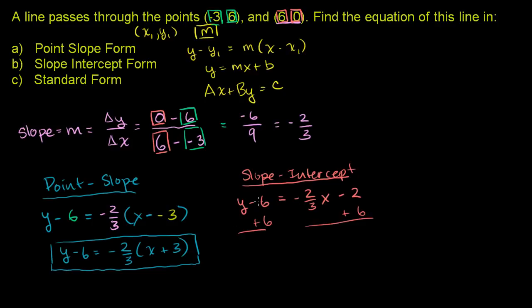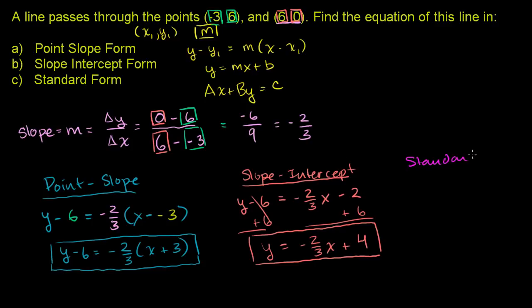Left-hand side of the equation, we're just left with a y. These guys cancel out. You get y is equal to negative 2/3 x. Negative 2 plus 6 is plus 4. So there you have it. That is our slope intercept form, mx plus b. That's our y-intercept. Now, the last thing we need to do is get it into the standard form.